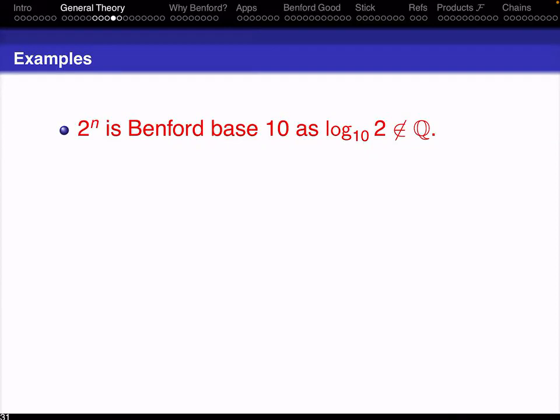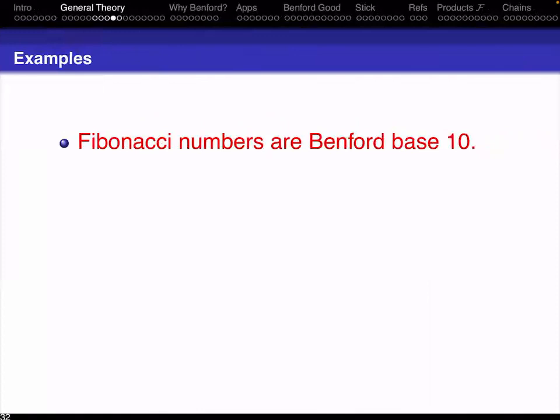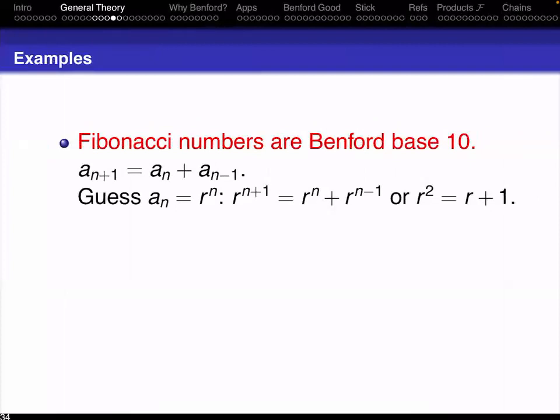We could even quantify precisely how quickly Benfordness sets in. Let's do something a little bit more interesting. Let's show the Fibonacci numbers are Benford base 10. So the Fibonacci numbers satisfy a recurrence relation. We've seen this before. Recurrence relations, it's really great to know how to solve stuff like this. So a_{n+1} is a_n plus a_{n-1}. So we can solve it with the method of divine inspiration.